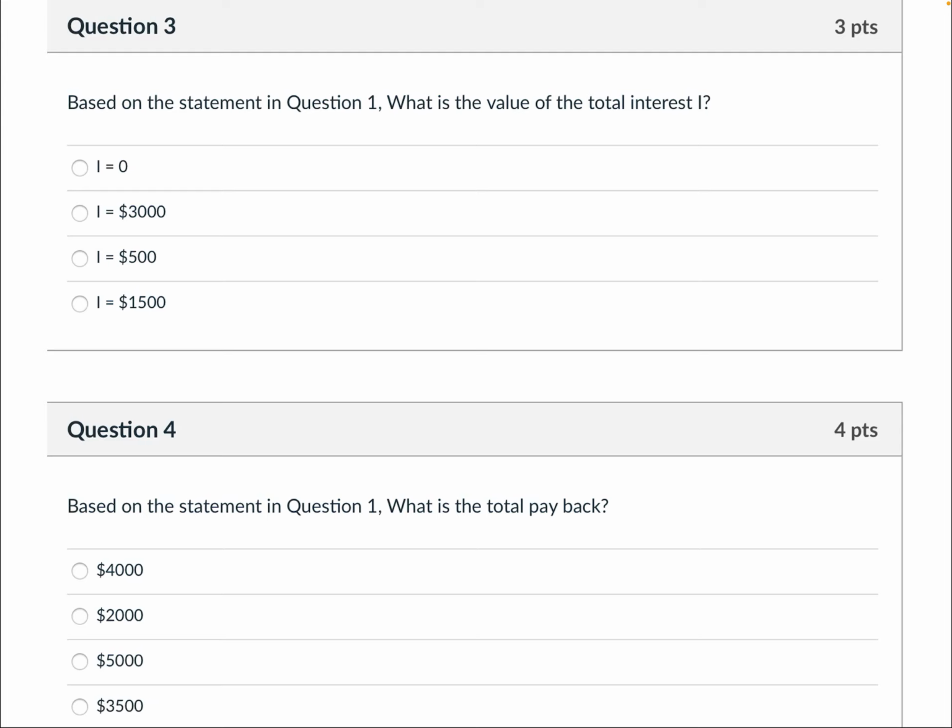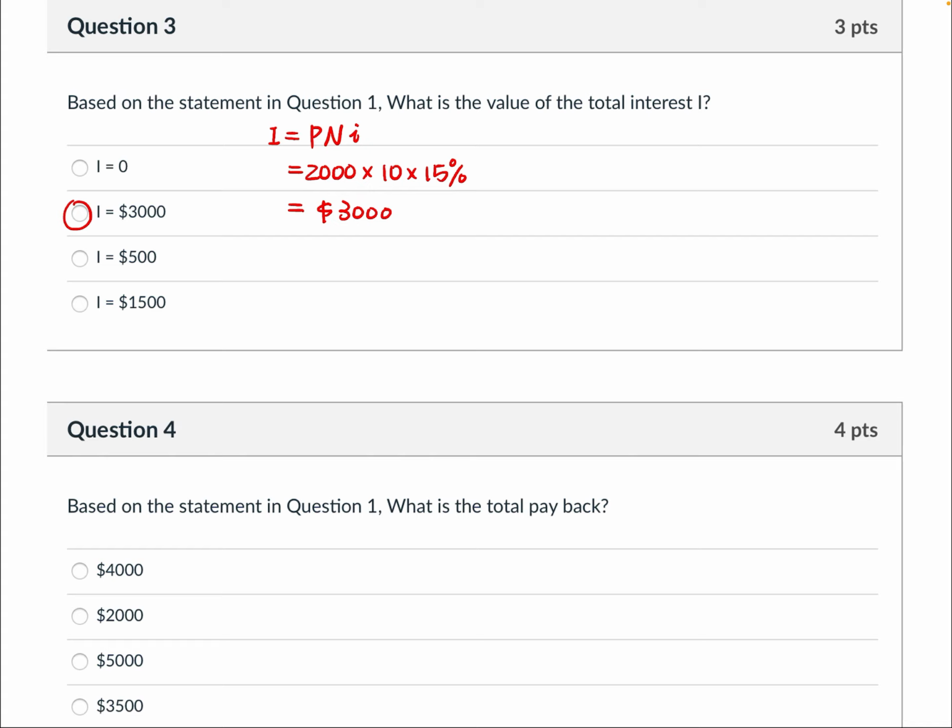And based on the statement in question 1, what is the value of the total interest? So if you selected the right formula, I equals P n i with lowercase i, you just substitute the letters with the numbers: 2,000, 10, and 15%. And what you have is going to be 3,000. Okay, so this is your answer. That's your interest earned during the past 10 years.